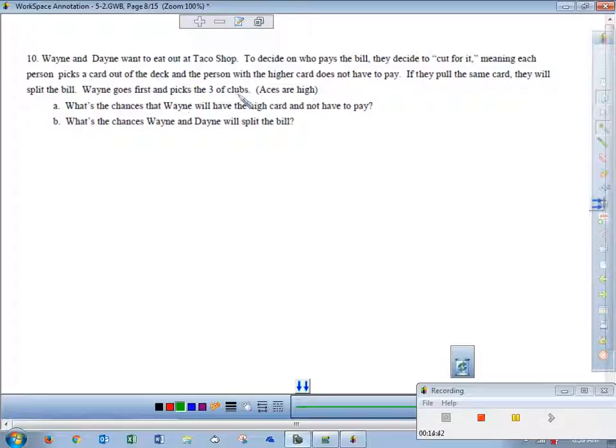Wayne goes first and pulls the 3 of clubs, and also note that aces are high, so ace is not a low card. What is the chance that Wayne will have the high card and not have to pay? So for the chances of him having the high card, we have to think about who's still lower than the 3 of clubs.